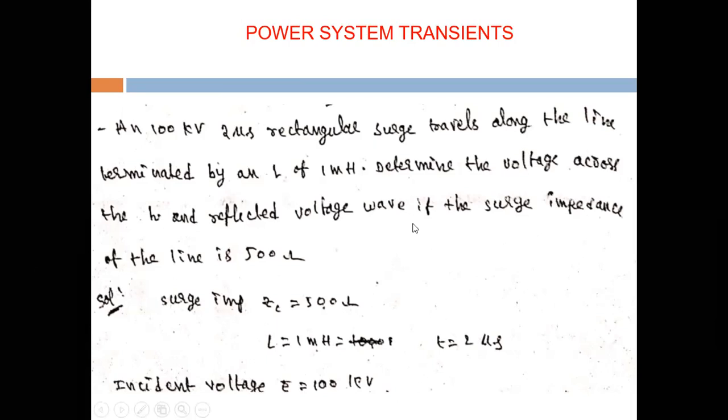First, write down the given data. Surge impedance ZC is equal to 500 ohms. Next, inductance L is equal to 1 millihenry. Next, time T is equal to 2 microseconds. Next, incident voltage E is equal to 100 kilovolts.